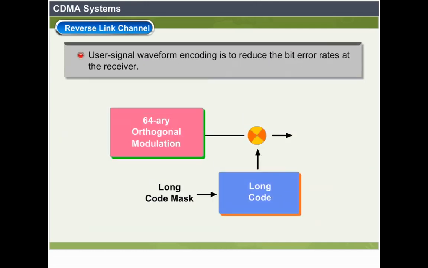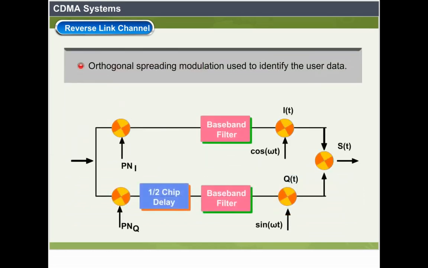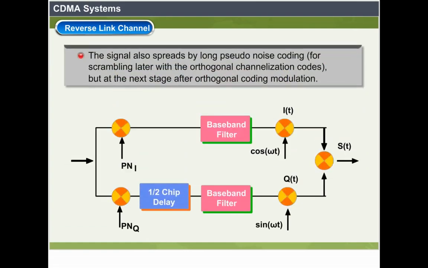User signal waveform encoding is to reduce the bit error rates at the receiver. Orthogonal spreading modulation is used to identify the user data. The signal also spreads by long pseudo-noise coding for scrambling later with the orthogonal channelization codes, but at the next stage after orthogonal coding modulation.